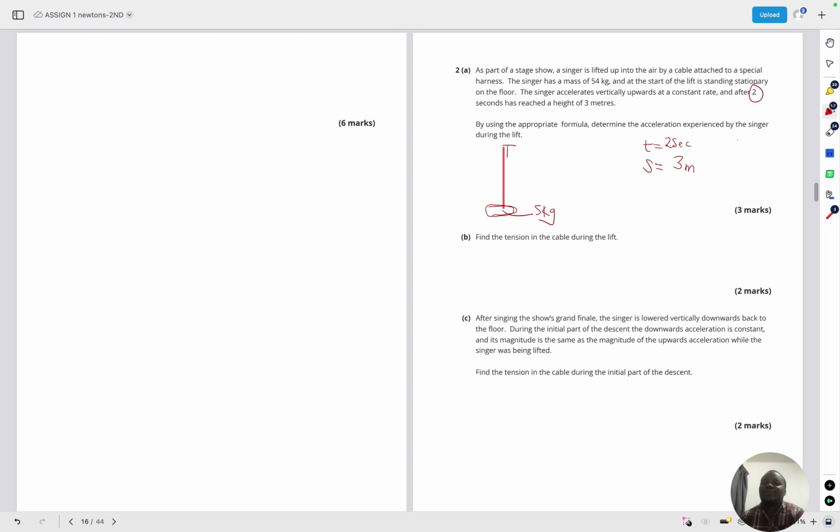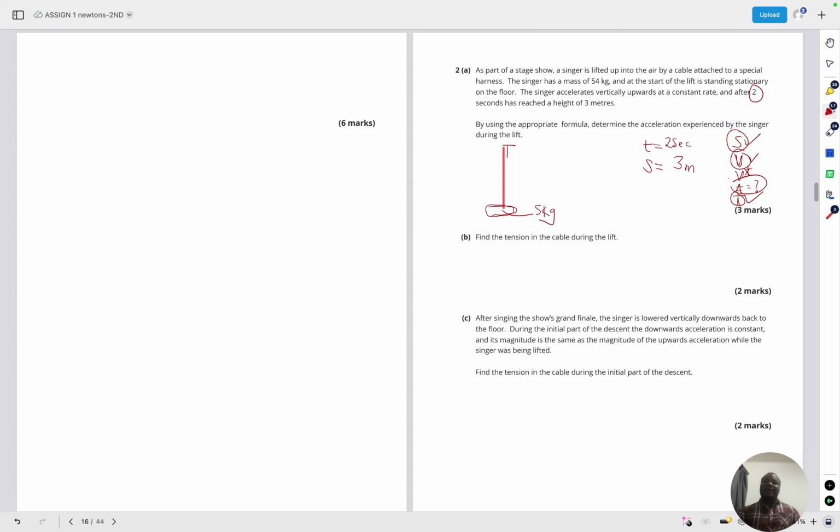So you know how we do it, SUVAT. You just write your SUVAT here. What we have is displacement. We have time. They are asking us to find the acceleration. They have not talked about velocity, but we do have the initial velocity, because when this guy was yet to be lifted by the harness cable, he was stationary. So we are looking for the equation that has displacement, initial velocity, time, and is only missing the acceleration.